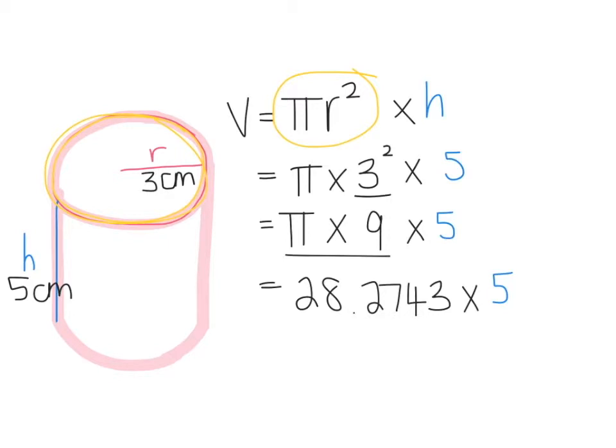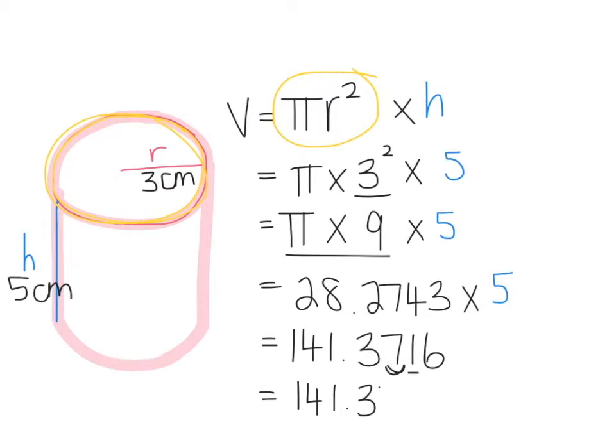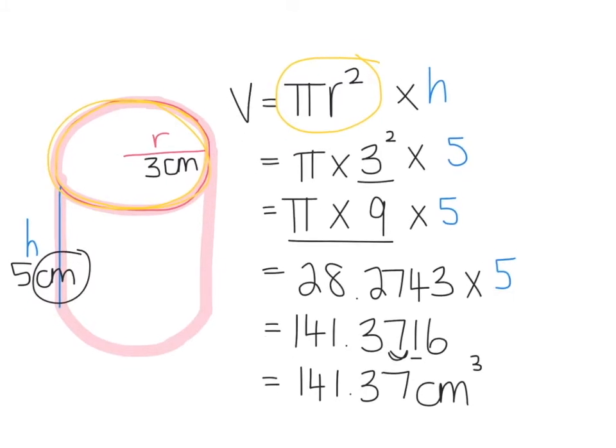28.2743 times 5 gives me 141.3716. I only want it to 2 decimal places, so I'm going to go 141.3, and then I'm going to look at this third number to see if it influences my second number in any way. It doesn't because it's not 5 or over, so it's going to be 0.37. I know I'm dealing with centimeters, and it is a 3D object, so the units of measurement are cubed. Let's see what would have happened if we'd used the other formula.